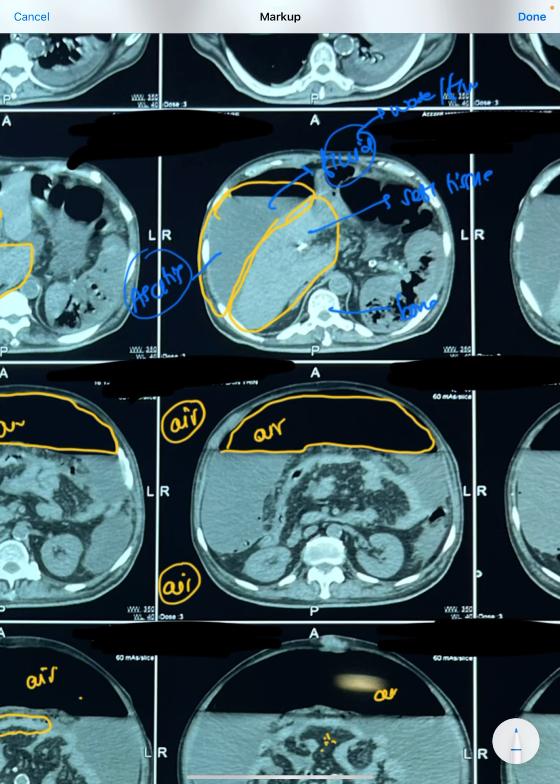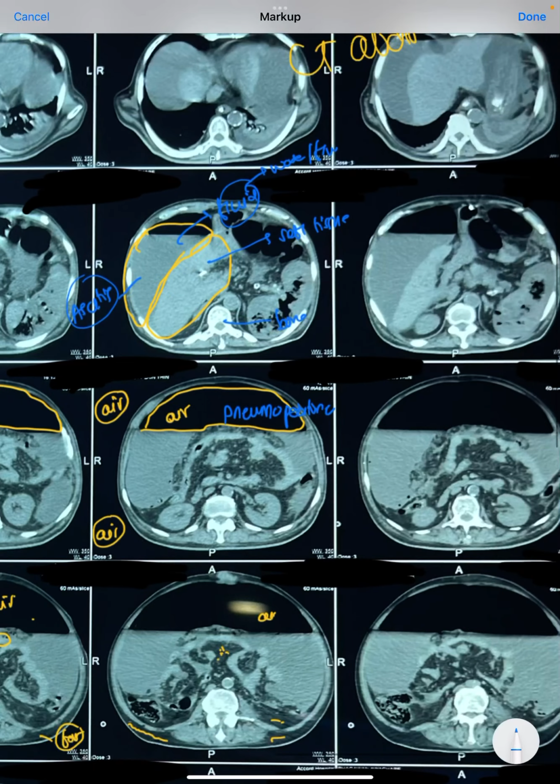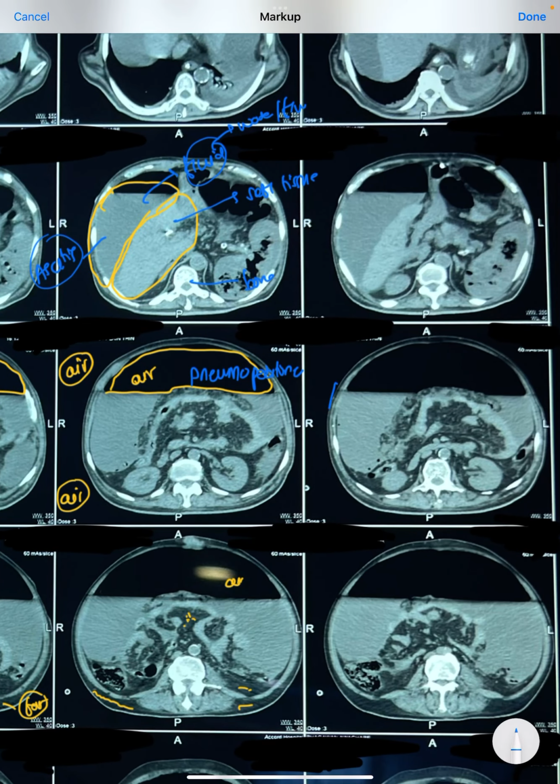So this patient has accumulation of free air, which is called pneumoperitoneum. So this is pneumoperitoneum. This patient has ascites, that is free accumulation of fluid in the abdominal cavity. So this is ascites, this is ascites.